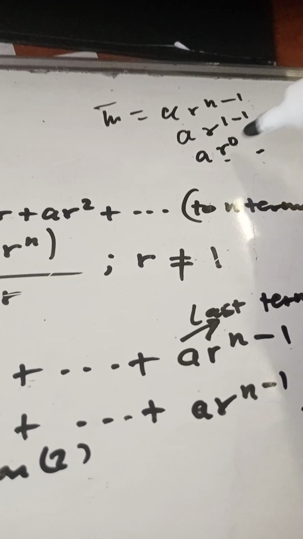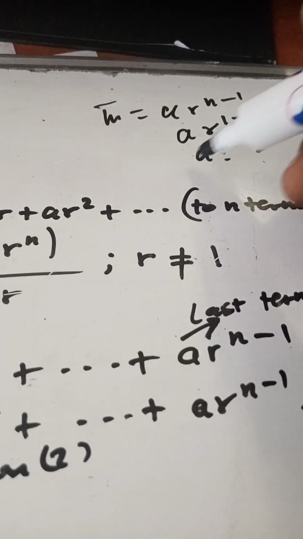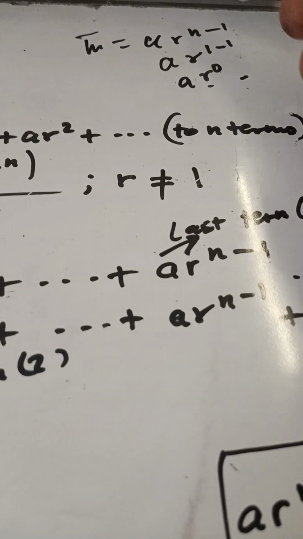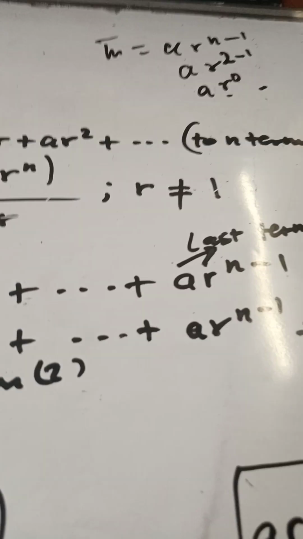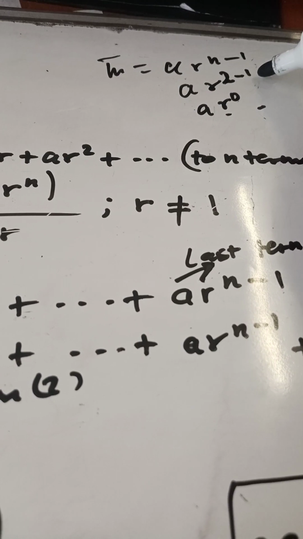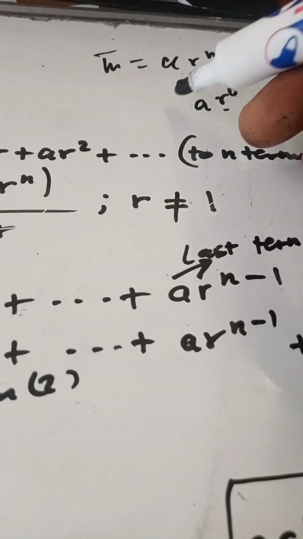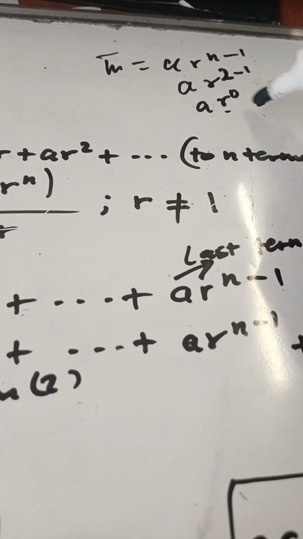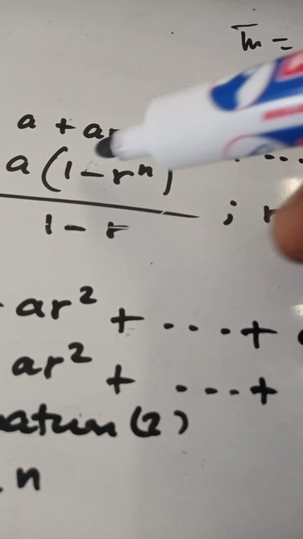So if r to the power 0 is equal to 1, it means 1 times a will give us this a. If you want ar, which means here we will put 2, and then if you say 2 minus 1, it gives you 1. So ar to the power 1 is the same as ar, which is this one that we have here.